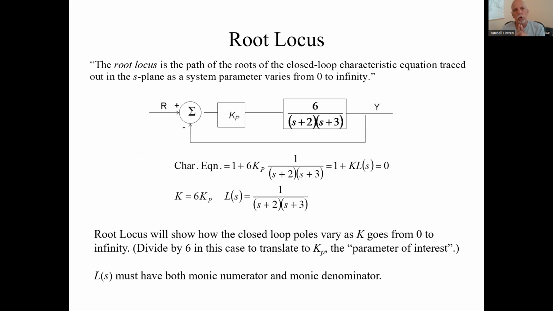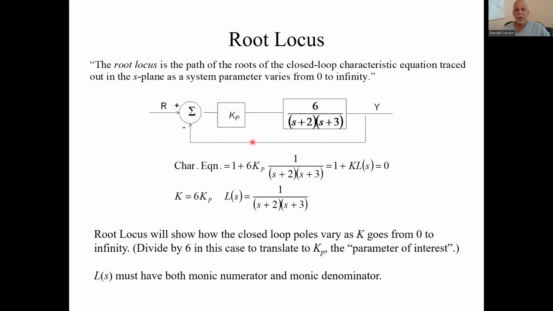So let's get to what root locus is. Here's the whole definition, at least as far as I'm concerned. It's the path of the roots of the closed loop characteristic equation traced out in the S-plane as a system parameter varies from 0 to infinity. What are the roots of the closed loop characteristic equation? They are the poles of the system. Remember, pole placement is a big indicator of the behavior of the system, especially the dominant poles. Remember, we did all that before.